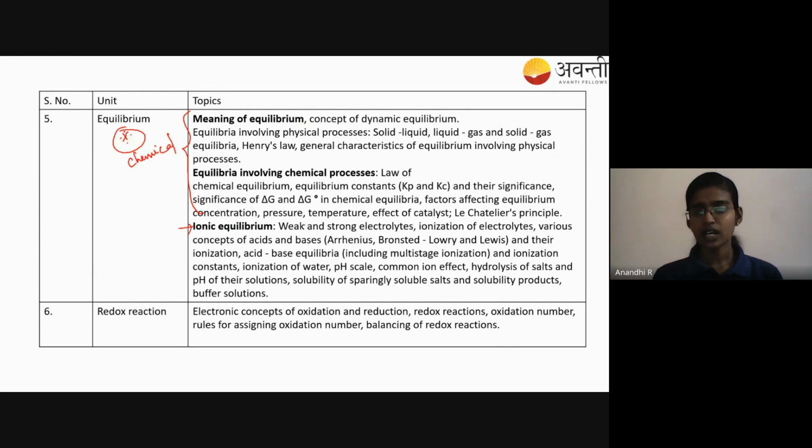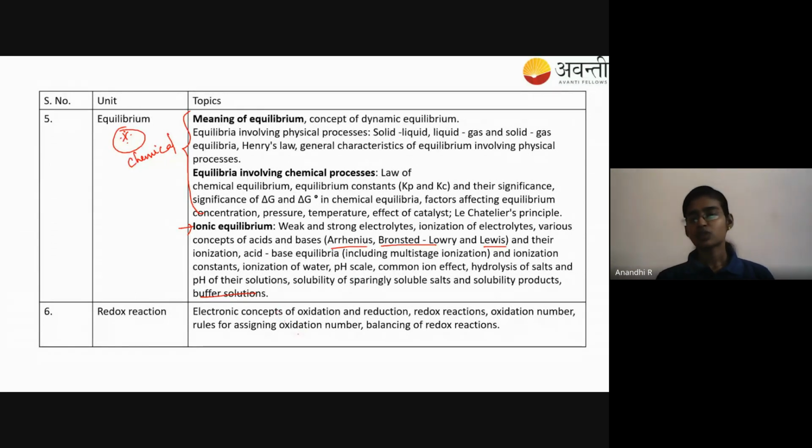And under ionic equilibrium, there are three acid-base theories: Arrhenius, Bronsted-Lowry, and Lewis. So all three are very important. And coming to the next point, the buffer solutions are very important. And here also you have to study all the equations. Okay. Then I'll move on to the next topic, redox reaction.